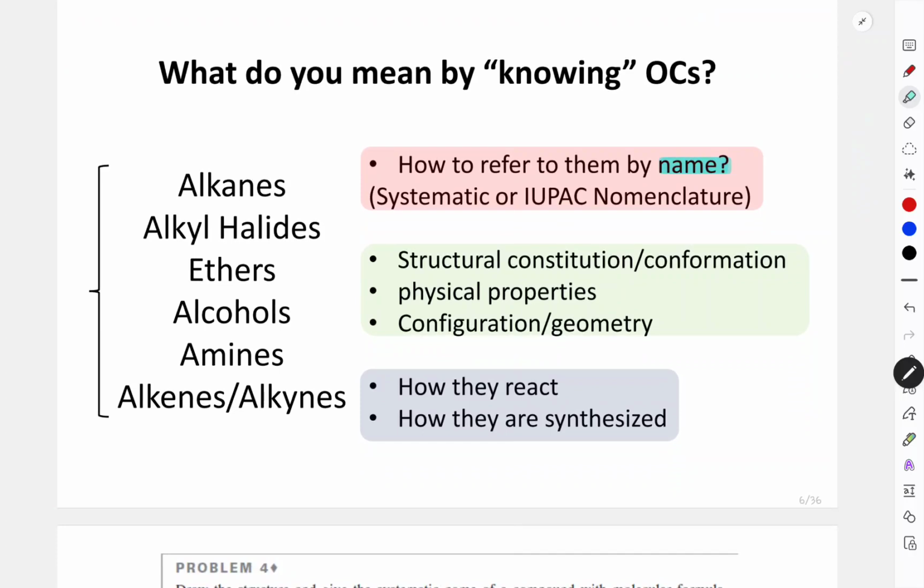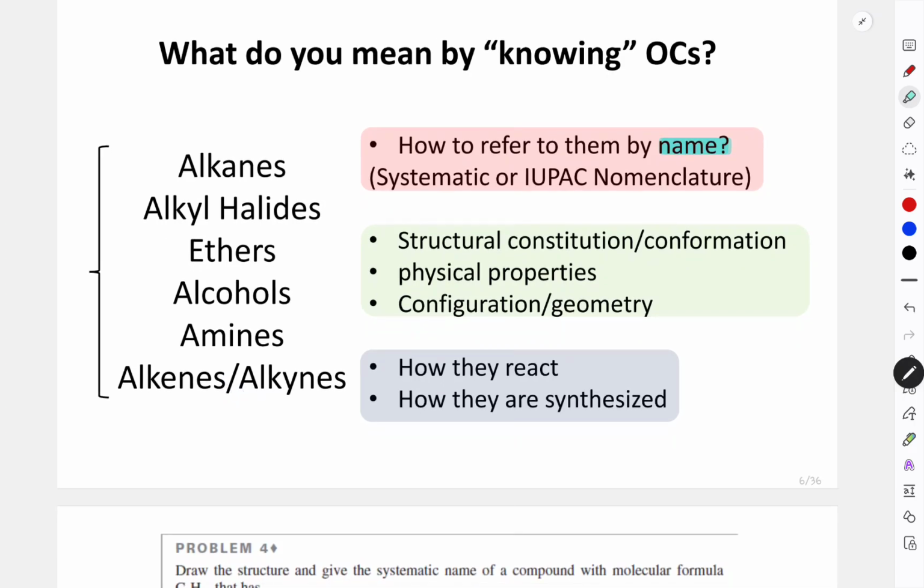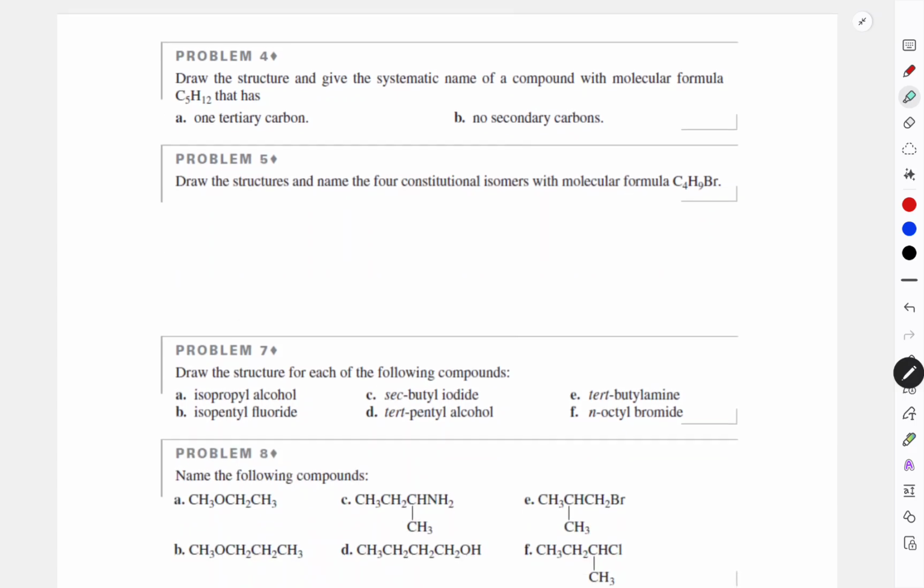Okay. So that is the structure of what we'll cover. Okay? So nomenclature, structure information, and reactivities of a given organic compound. Right? That's what we'll cover for the OChem 1 course.